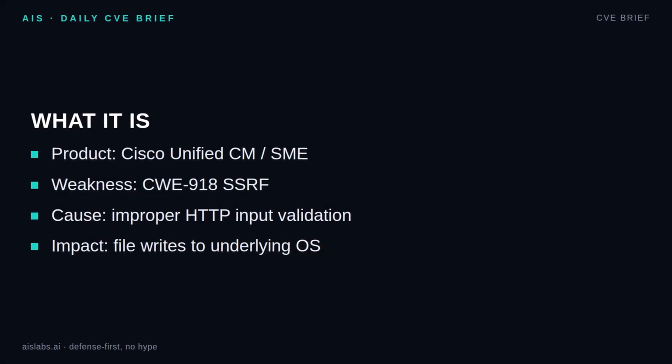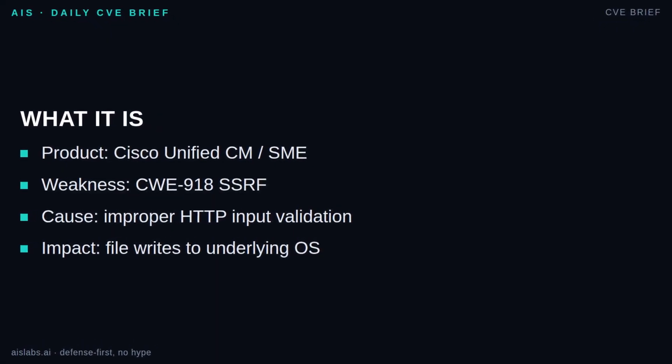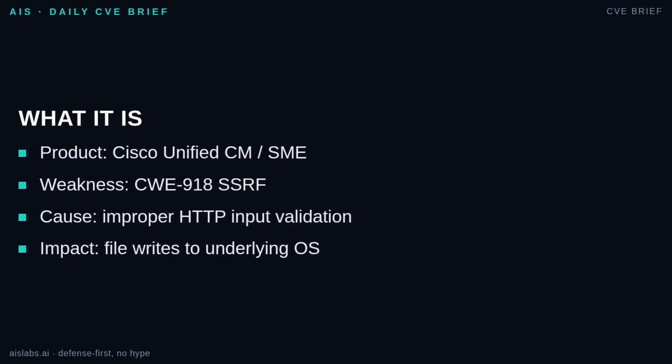Cisco Unified Communications Manager, often shortened to Unified CM, is part of the infrastructure many organizations use to manage enterprise communications. The affected products named here are Cisco Unified CM and Cisco Unified Communications Manager Session Management Edition, or Unified CM SME. The weakness is CWE-918, server-side request forgery, usually called SSRF. In plain English, SSRF means an attacker can influence a server into making a request it should not make, using the server's own network position and trust boundaries.